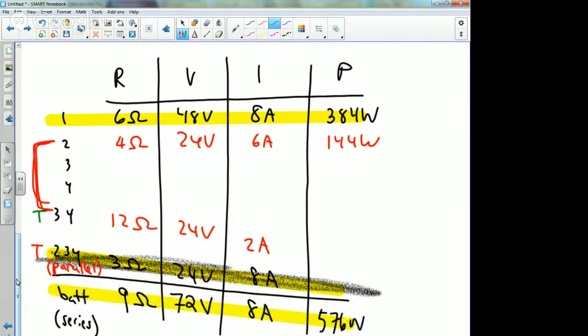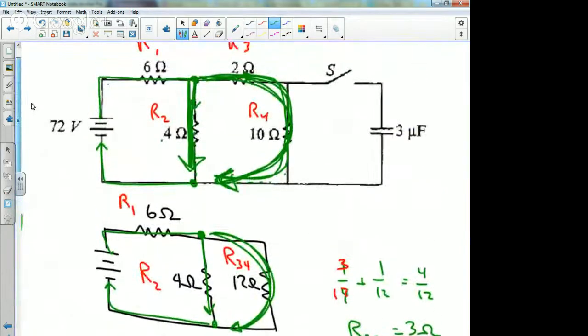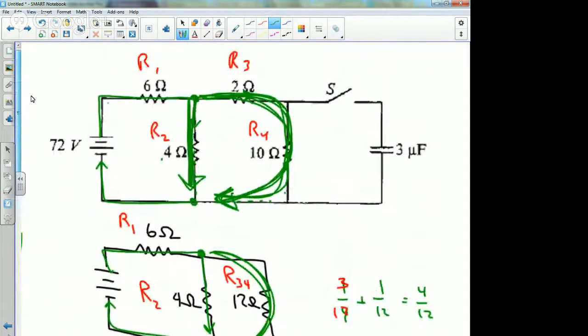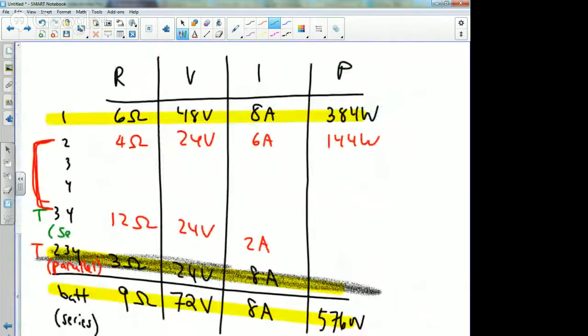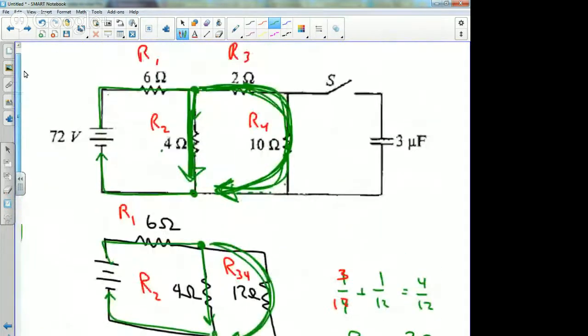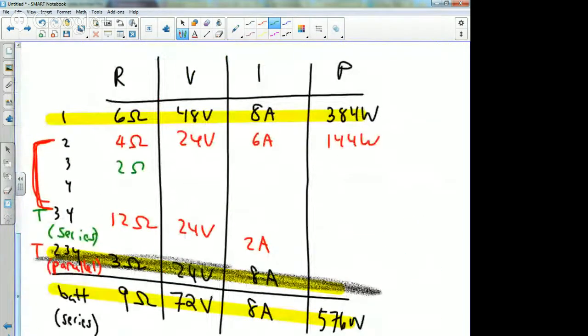I know 3 and 4, when combined together, is really a series circuit. So I'm going to write that down in my series. Now, in a series circuit, what stays the same? This is a total now, right? Well, 3 and 4 were 2 ohms, 10 ohms. So 2 plus 10 equals 12. And in a series circuit, what stays the same? So that means that's 2 amps, this is 2 amps, this is 2 amps.